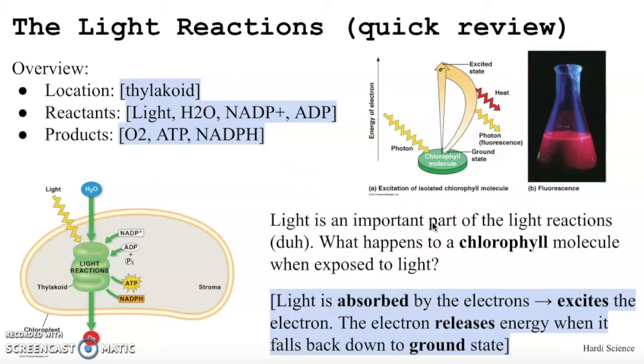So the question is, what happens to a chlorophyll molecule? Chlorophyll is a pigment that's found inside of thylakoids, so we'll talk about that later on. When it's exposed to light, as you can see here in this diagram, the light is absorbed by the electrons of the chlorophyll molecule. It's going to excite those electrons, and they're going to be raised up to an excited state. But electrons don't like to stay at this excited state. They like to fall back down to their original ground state. And as it falls back down, it's going to release some heat. It can also release some photons. In this case, the example is fluorescence.